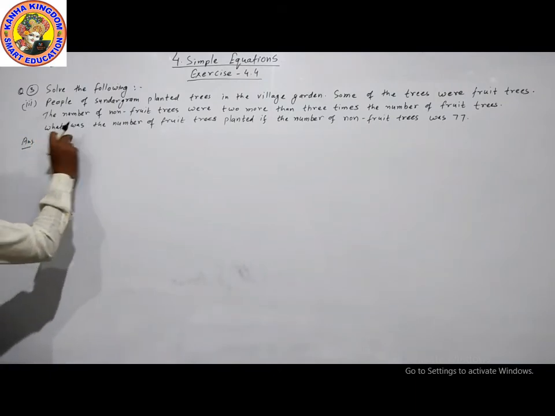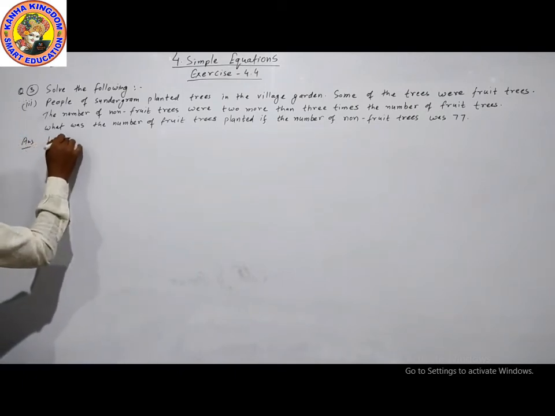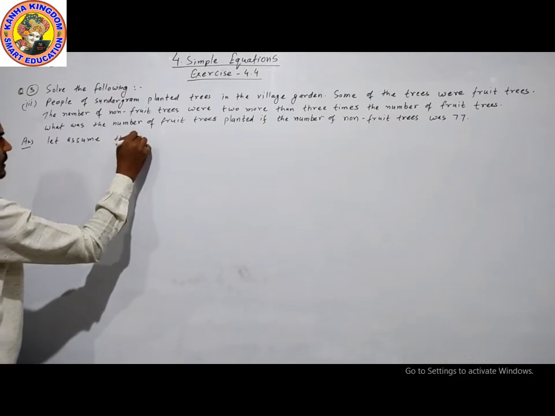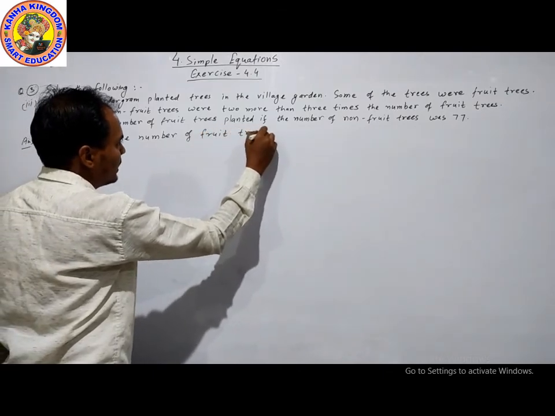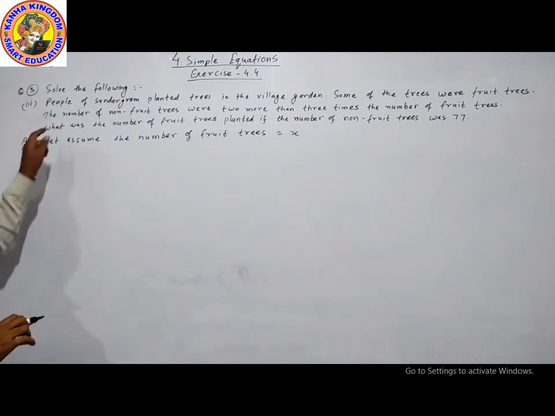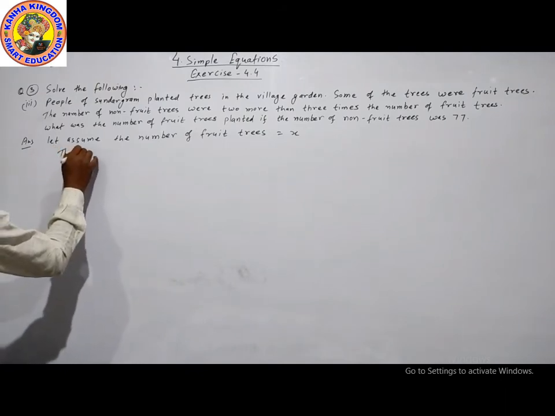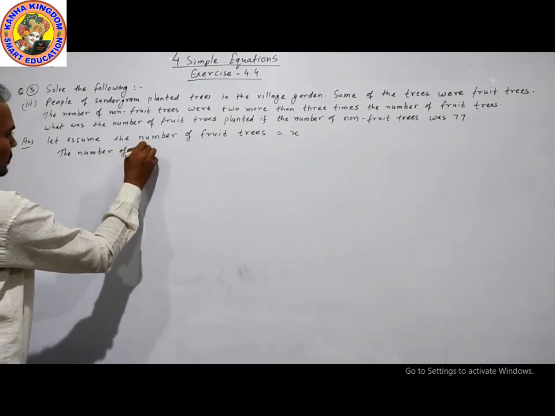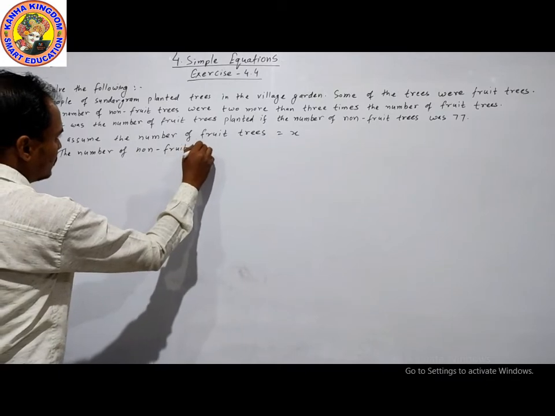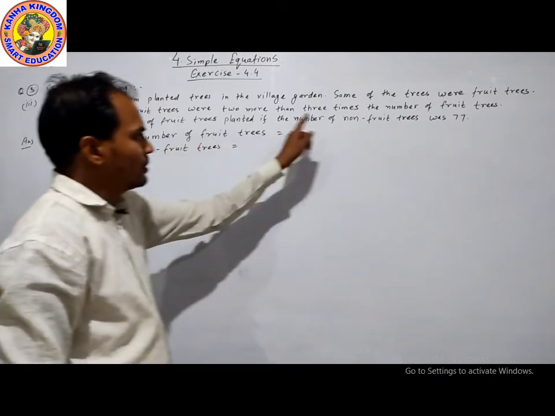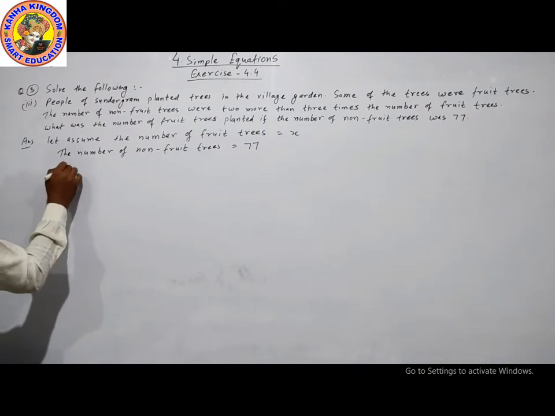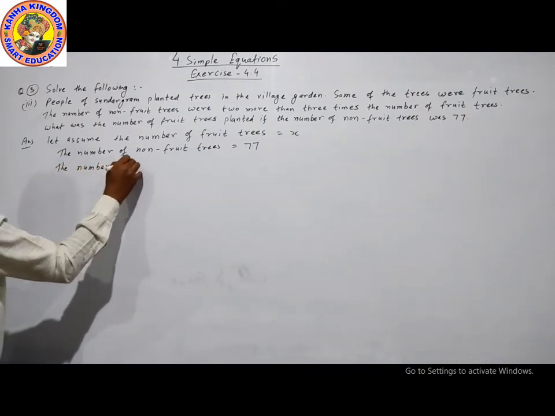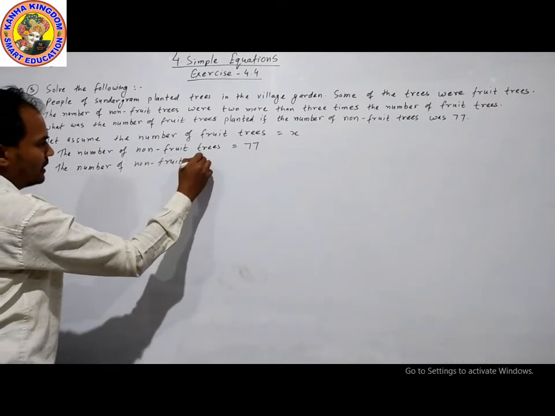First of all, what was the number of fruit trees? Let's assume the number of fruit trees is X. The number of non-fruit trees was 77, so the number of non-fruit trees is given.